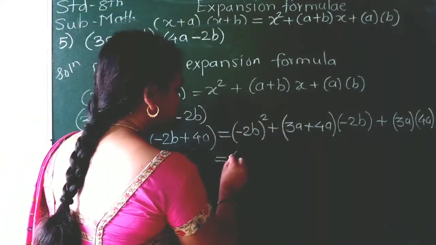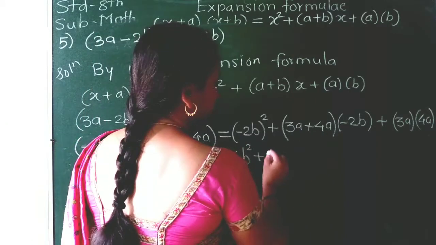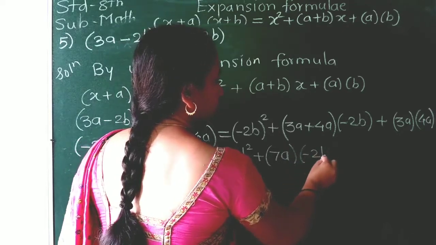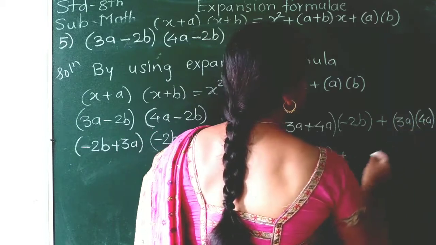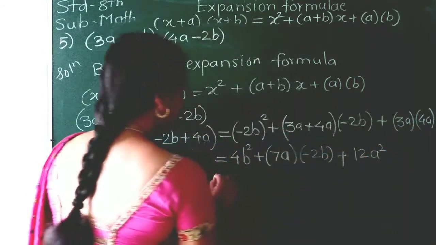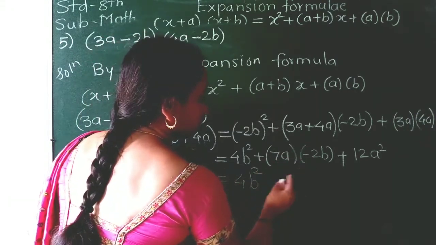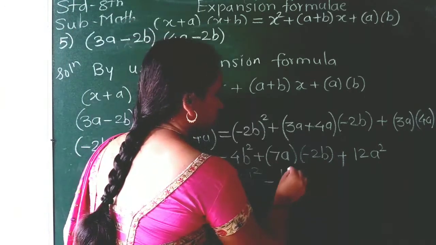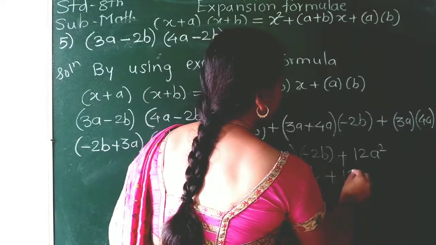So here I'll write 4b square plus addition of these two would be 7a into minus 2b plus product, 3 4s are 12, A multiplied by A, square. So here I'll get 4b square, product of this would be negative 7 2s are 14ab plus 12a square.